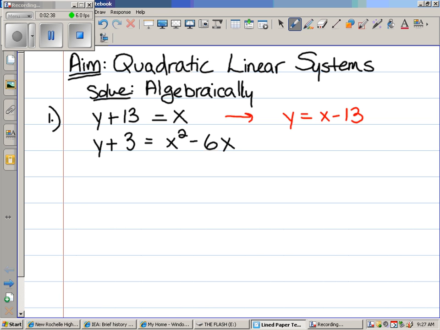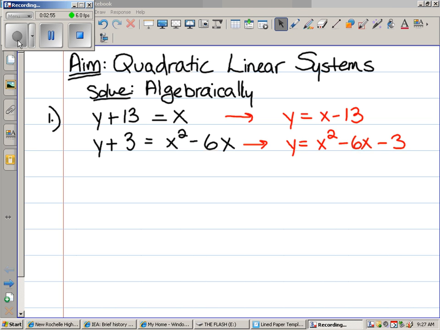How about this bottom equation? Check it out. I'm just going to subtract 3 from both sides. I'm going to get y equals x squared minus 6x minus 3. You're the man. Brandon, you're the man.